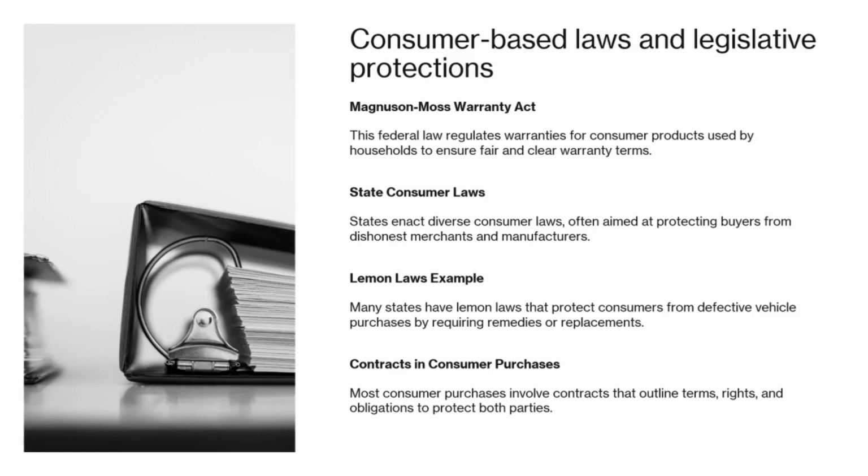Magnuson-Moss Warranty Act, for example, was passed by Congress. It applies to warranties for transactions for products used by households, families, or individuals. Either a full warranty or a limited warranty. And states have a myriad of consumer-based laws and a common thread is intent to protect the consumers from unscrupulous merchants or manufacturers. An example of a warranty act, something under the Magnuson-Moss, is the lemon laws for vehicle purchases, and most consumer purchases involve contracts of some kind.